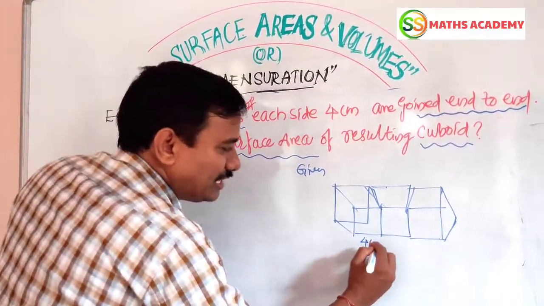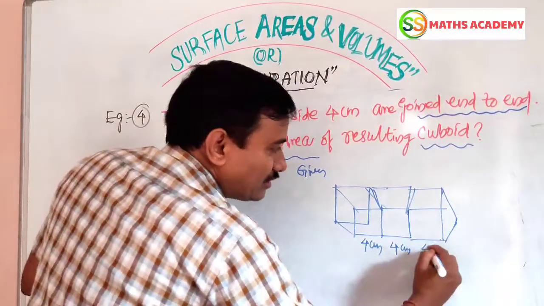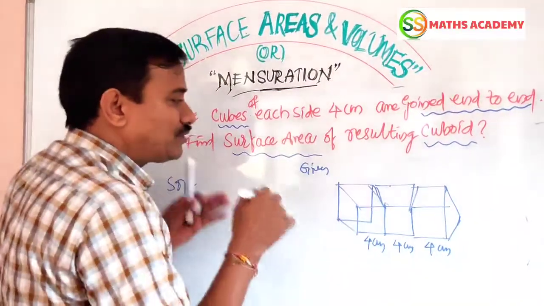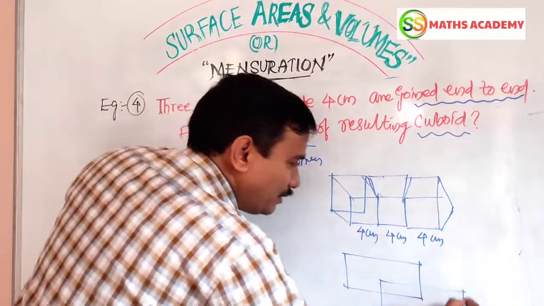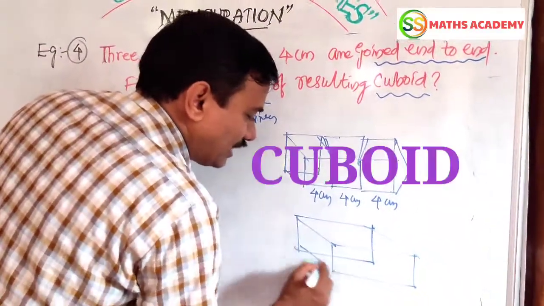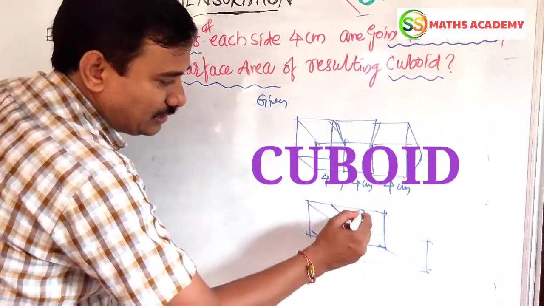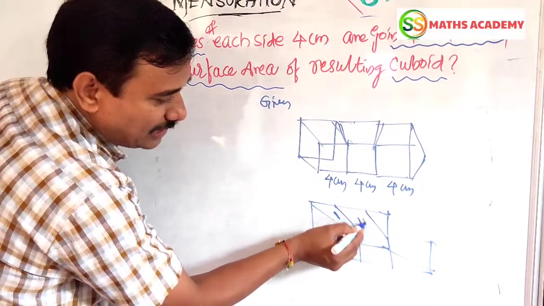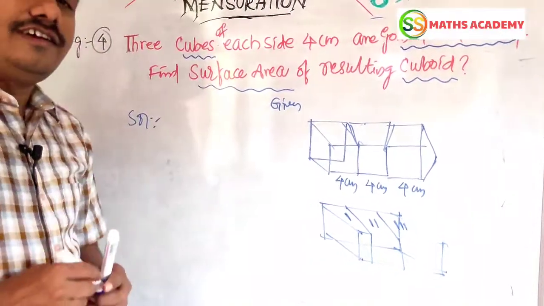First cube is having edge 4 centimeter. Second cube is having edge 4 centimeter. Third is also having 4 centimeter. Join end to end. What has happened? Yes, it becomes like a cuboid, like this. You see? First cube, second cube, and third cube. Yes. Find the resulting cuboid.